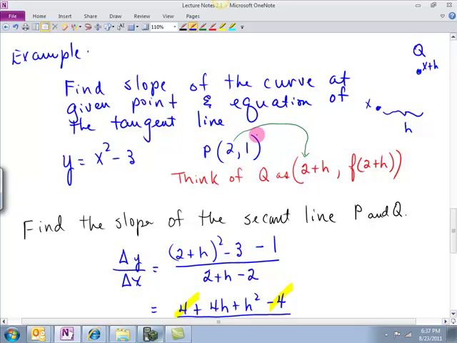Okay, so if we accept that we're going to use that for Q, then we can find the slope of the secant line between P and Q.